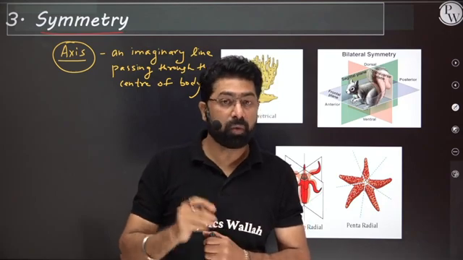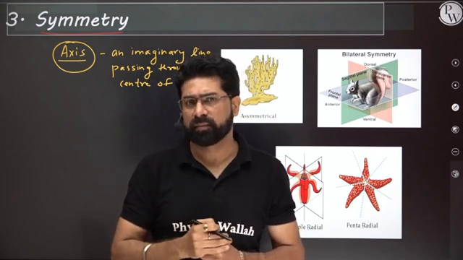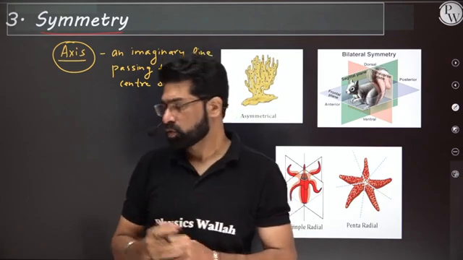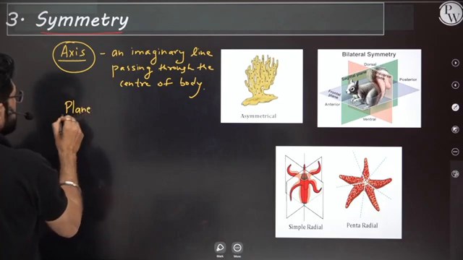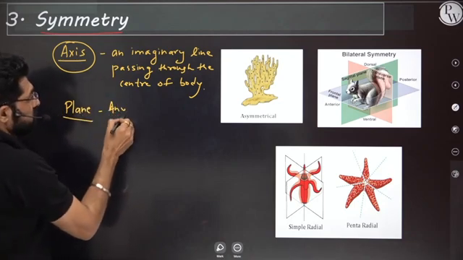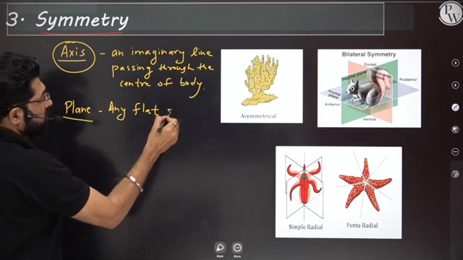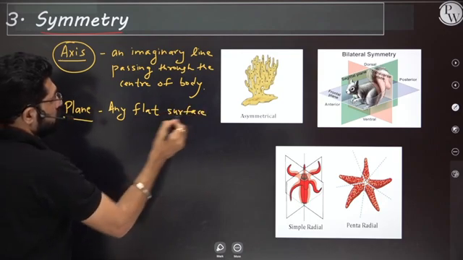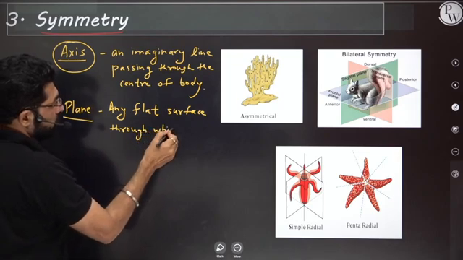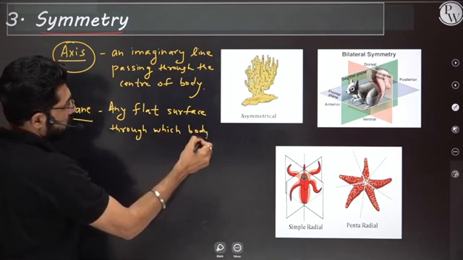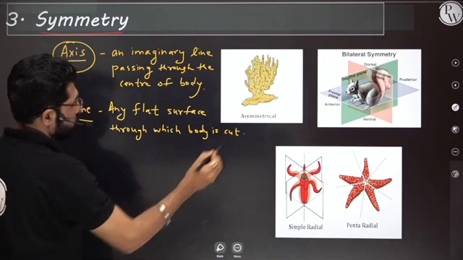Now comes one more term which we used just now, that is plane. That also you should know. What is a plane? A plane is any flat surface through which the body is cut. Like how you will cut it.